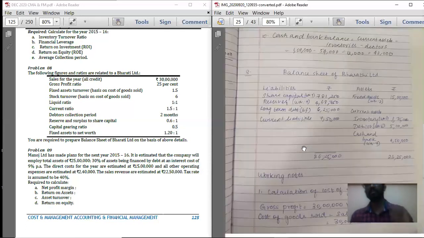First put the heading: Problem number 8, Statement number 1, Balance sheet of B Limited. Now below that, divide the page into 2 parts. Left hand side liabilities and right hand side assets. Left hand side liabilities amount, right hand side assets amount.